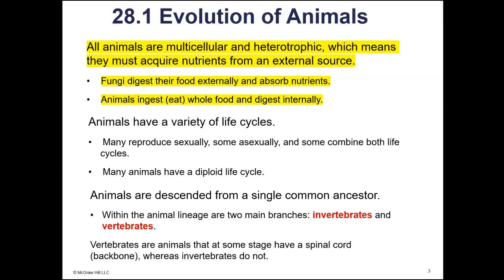So first of all, make sure that you know the characteristics that all animals share. If an organism is a member of the animal kingdom, then it is multicellular and heterotrophic, which means it must consume its food, and animals ingest their food, whereas fungi, as you know, absorb it. So animals ingest their food and digest their food internally.